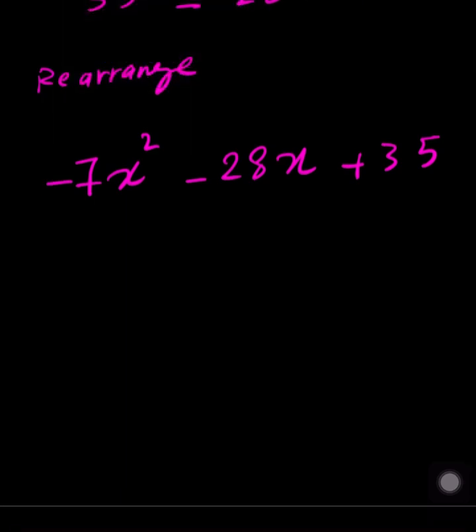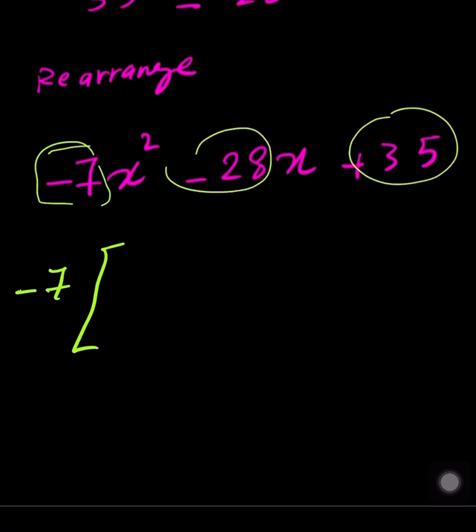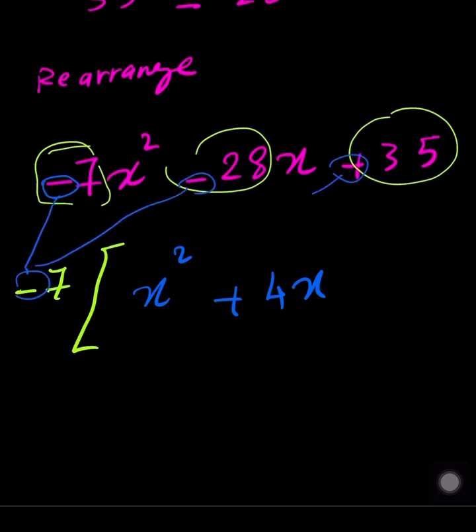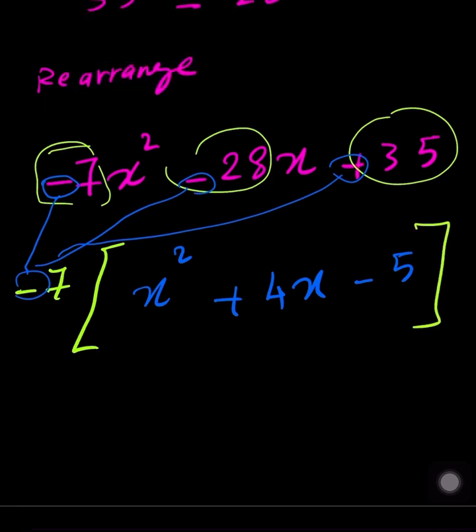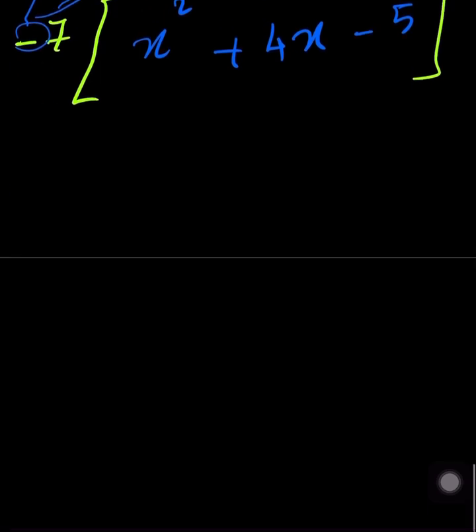So before we start, as we did in the previous example, we take minus 7 as a common factor, and when you take minus as a common factor, all the signs are inverted inside. So minus 7 divided by minus 7 is positive 1, so positive 1x squared, and then minus 28 divided by minus 7 is positive 4x, and finally plus 35 divided by minus 7 is minus 5. And just like we did earlier, we deal with this as a simple completing the square question, and once we're over, we multiply the answer by minus 7.